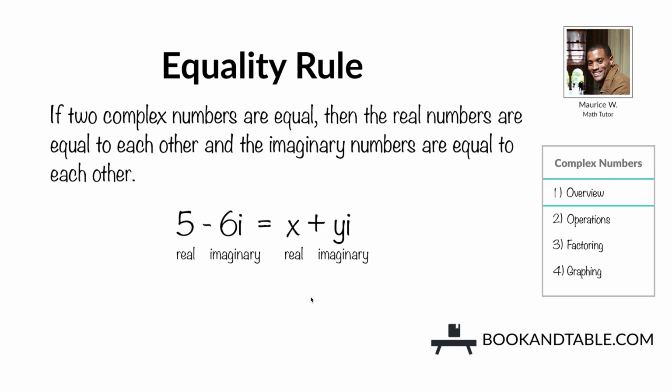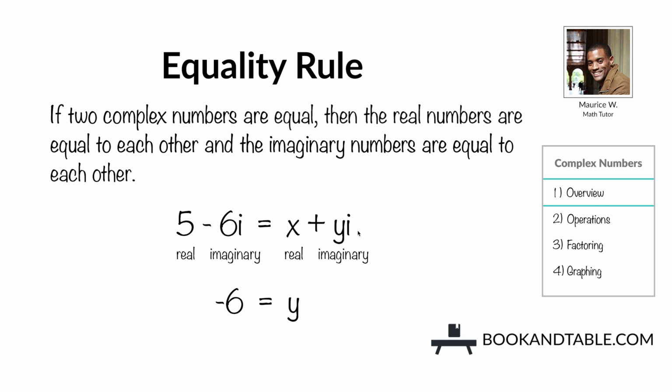Now complex numbers in an equation actually act the same as regular expressions. So if two complex numbers are equal, then the real numbers are equal to each other and the imaginary numbers are equal to each other. So it's almost like we combine two equations into one. So 5 minus 6i is equal to x plus yi. In this equation, the real number 5 is equal to the real number on the right side, x. So 5 is equal to x would be one of the equations here, our real equation. And now our imaginary equation would be -6 is equal to y.